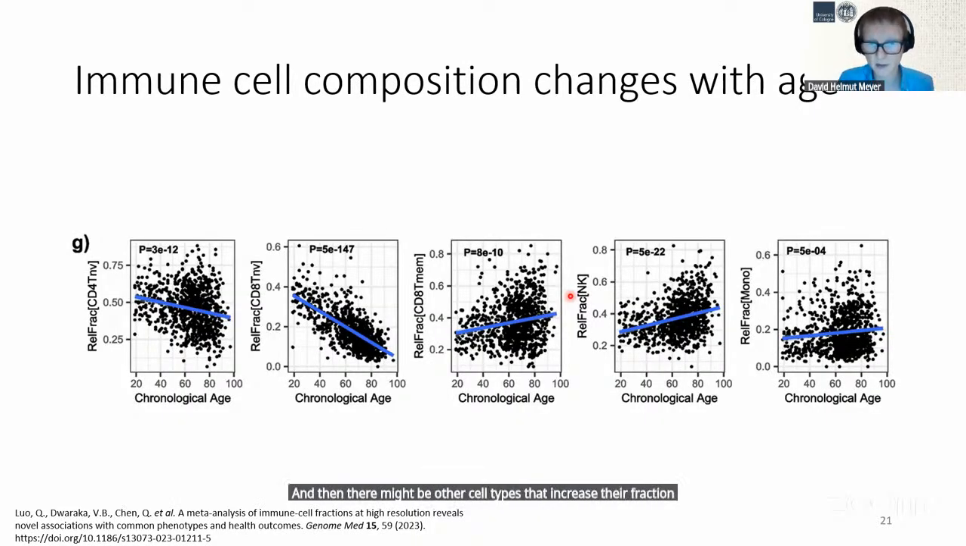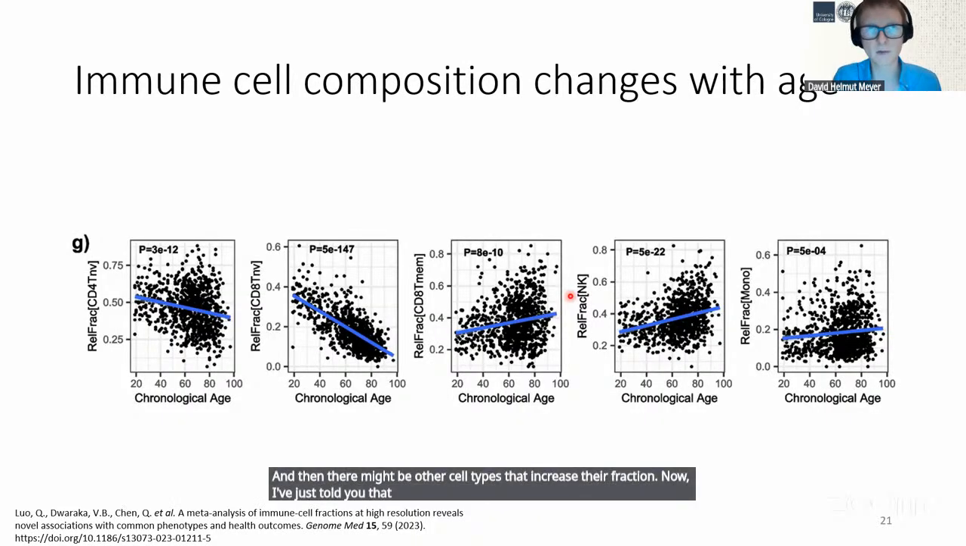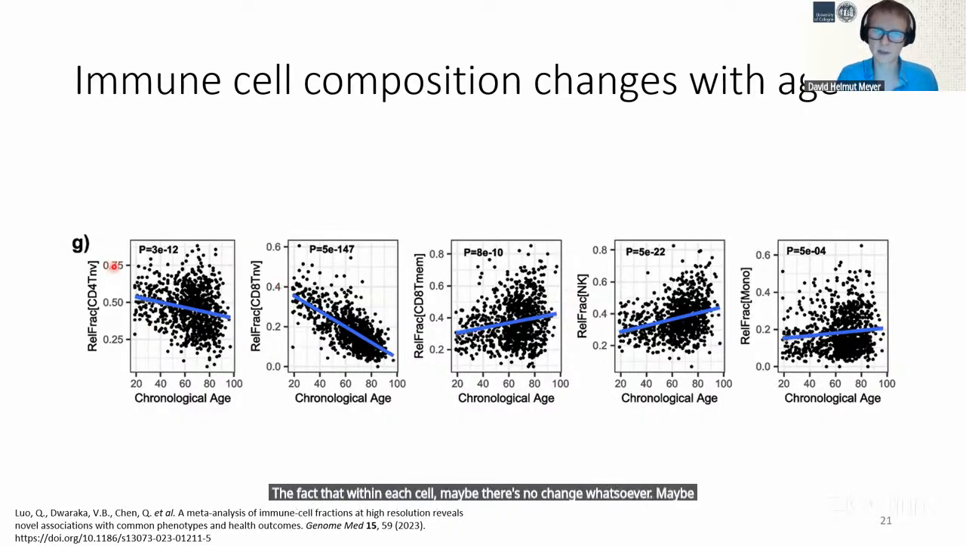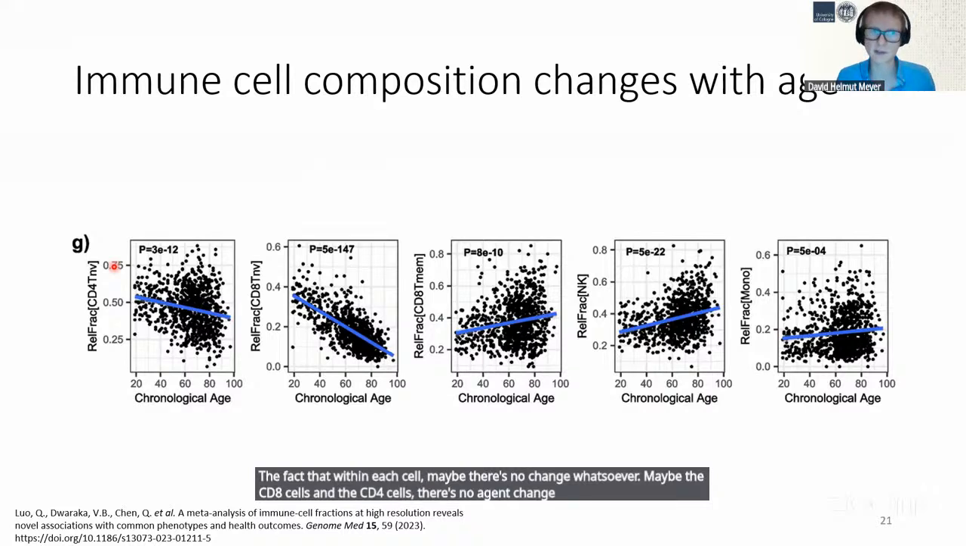Now, I've just told you that every single cell type has its own epigenetic setup, because every cell type needs its own genes to be active or inactive. So the DNA methylation setup is different in these cells. And now, of course, you might have the situation where within each cell, maybe there's no change whatsoever. Maybe in the CD8 cells and the CD4 cells, there's no aging change. They're completely stable.